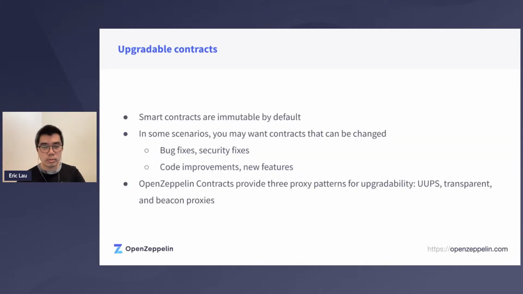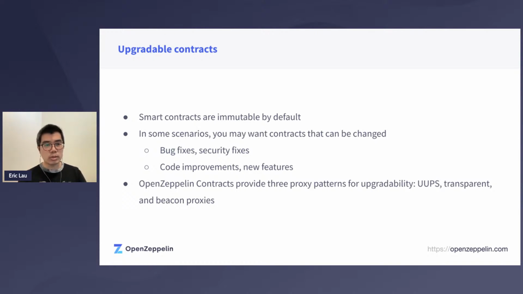So by default, smart contracts are immutable. And this may be useful to ensure that you can use your contracts between participants and they cannot be changed. But in some scenarios, you may want contracts that can be changed. For example, you may want to provide bug fixes or security fixes. Or if you're iteratively developing your code, you may want to provide code improvements over time, or add new features in new versions of your contracts.